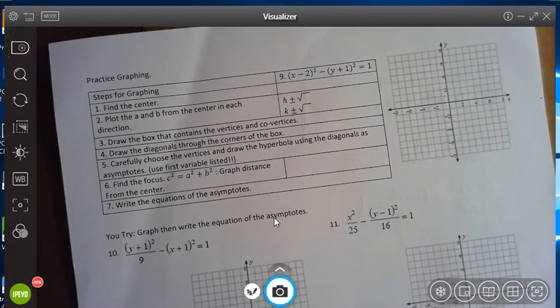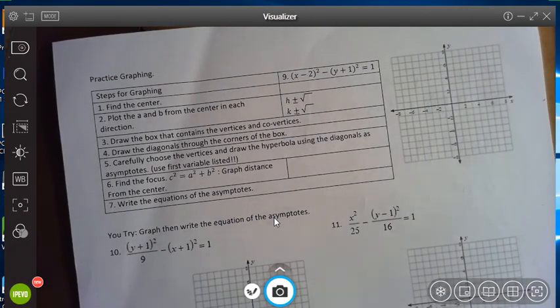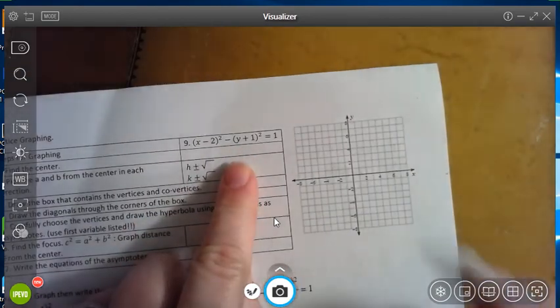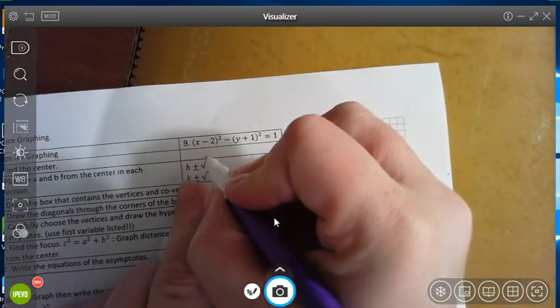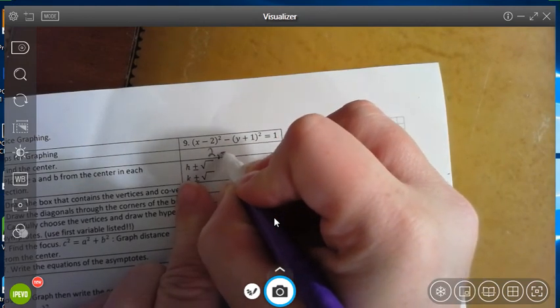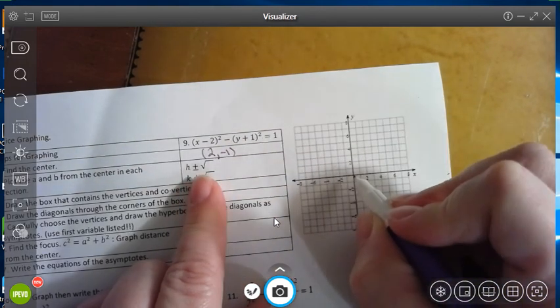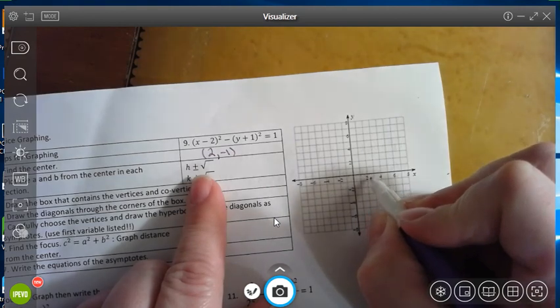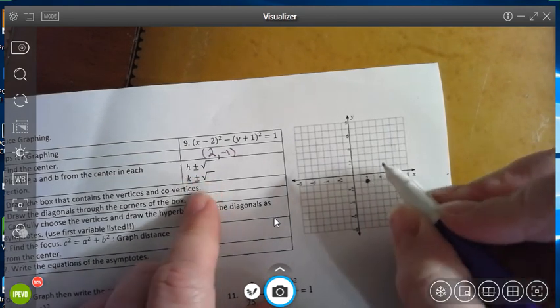Now, practice on graphing. Okay, in this one, I am going to change colors for all of this one. All right, and I'm going to show you the steps for graphing. First of all, for this being the equation, we need the center. The center is x first, then y, so it's 2, negative 1. And I'm going to graph out 2, down 1.